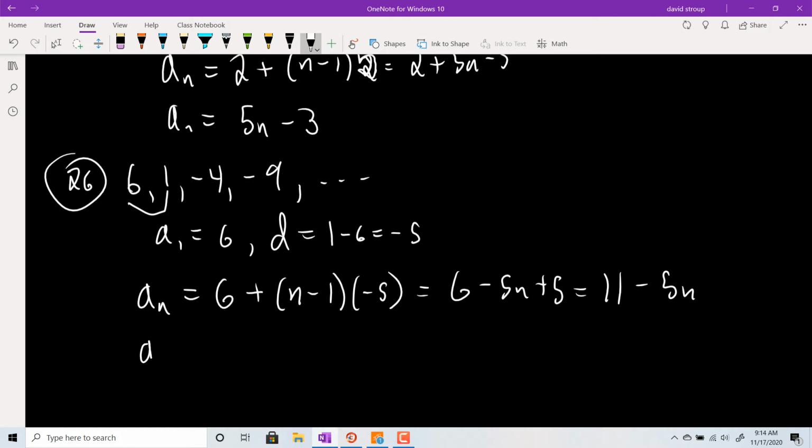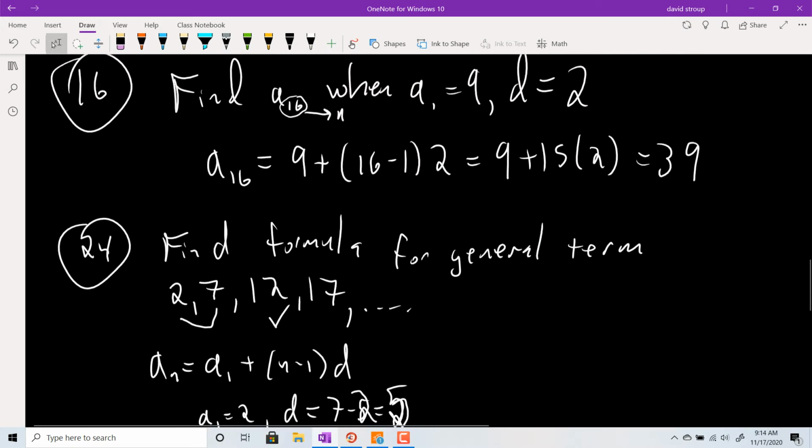Make sure it works. So the fourth term should be negative 9, right? So 11 minus 5 times 4 is 11 minus 20, which is, yeah, it works.